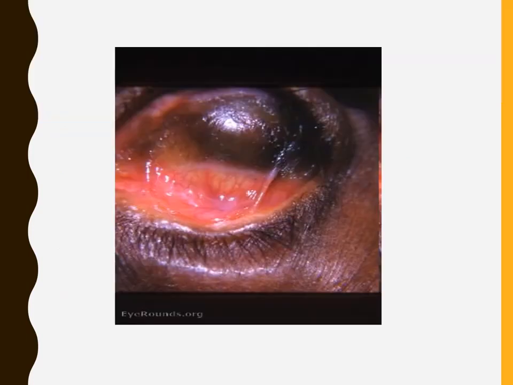Have a look at this eye and try to link the feature you are seeing with a vitamin deficiency. Okay, so this is keratomalacia secondary to vitamin A deficiency. The second manifestation of vitamin A deficiency is night blindness.